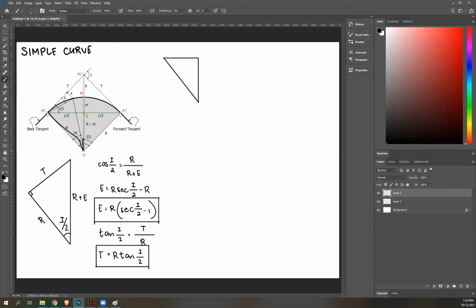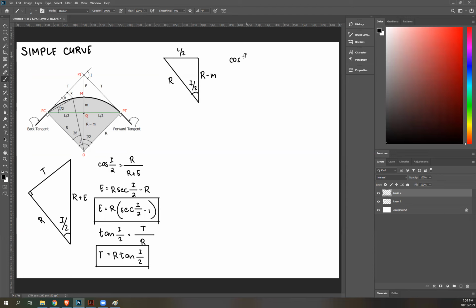Okay, so this one. Right, so this is L over 2. This length, since this total length is also the radius, this is M. So what's left is R minus M. And then this is still R. Okay? So using cosine, this angle is the same, it's the same thing here, right? That's also I over 2.